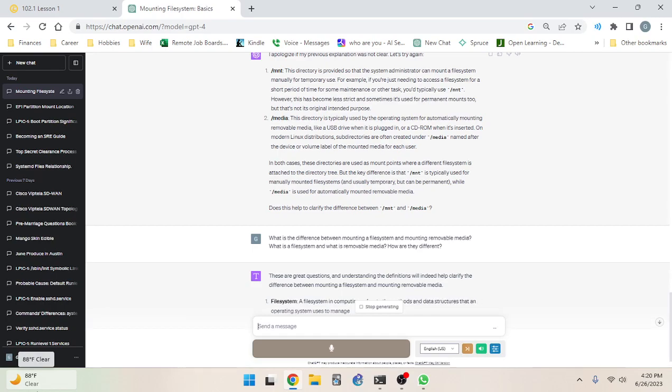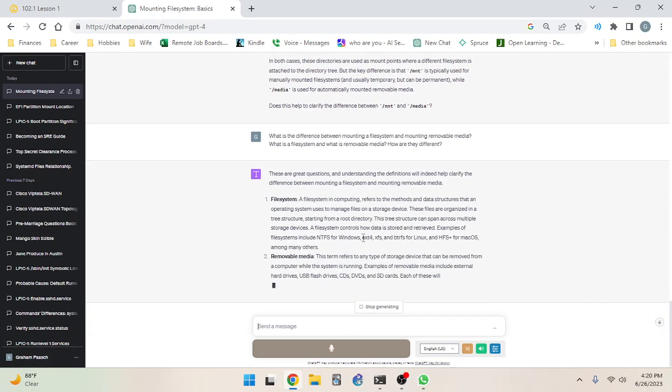These are great questions, and understanding the definitions will indeed help clarify the difference between mounting a file system and mounting removable media. File system. A file system in computing refers to the methods and data structures that an operating system uses to manage files on a storage device. These files are organized in a tree structure, starting from a root directory. This tree structure can span across multiple storage devices. A file system controls how data is stored and retrieved.